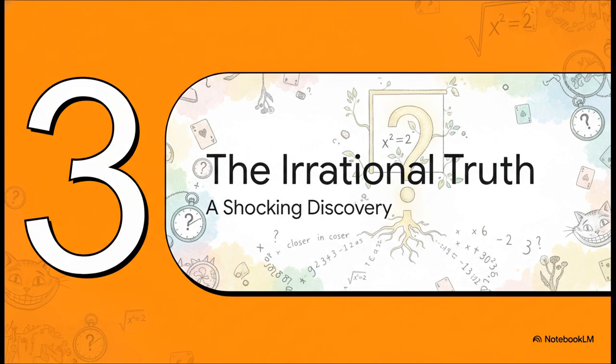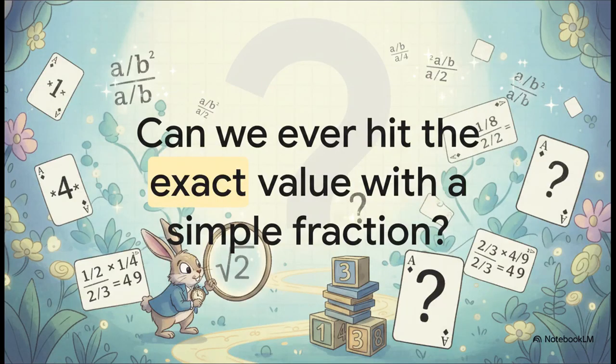But this leads us to the biggest, most profound question in our entire story. Can we ever just land on it? Could we find the one perfect fraction, some whole number divided by another whole number, that when you square it gives you exactly 2? It feels like we should be able to, doesn't it?